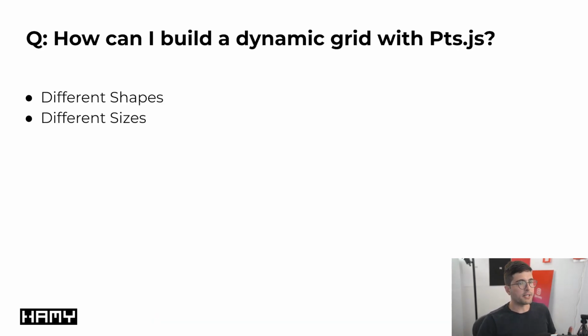And so that's what we're going to be answering in this video, specifically how can I build a dynamic grid with Pts.js. We're going to be covering it in such a way that hopefully you can reuse this for different kinds of shapes, like circles or, I don't know, smiley faces, whatever you want, and put those in a grid, and also different sizes of grids. I don't want to limit you to things of width 12, but you should be able to input whatever you get and get all your shapes out in that grid in a nice manner.